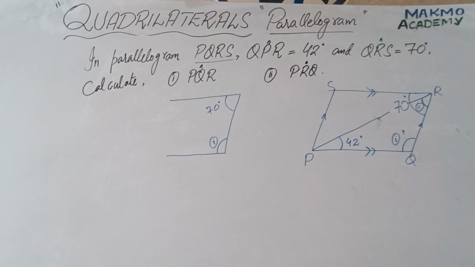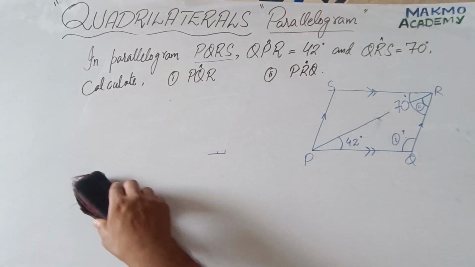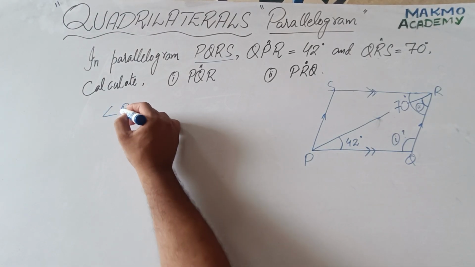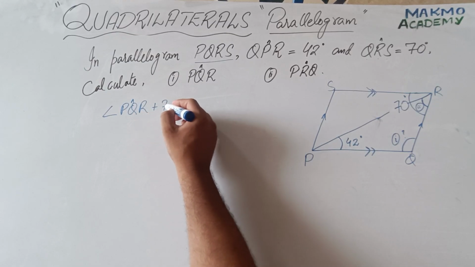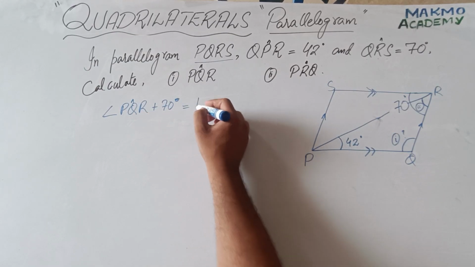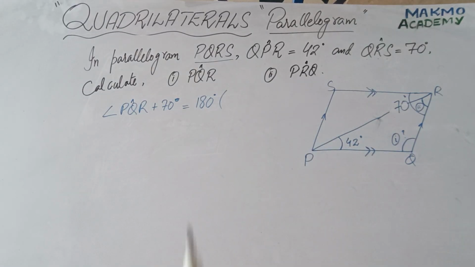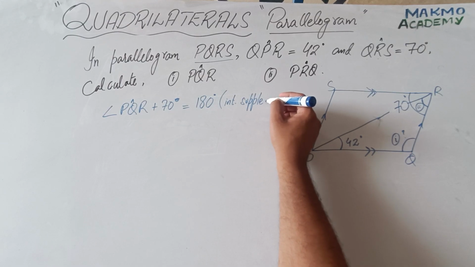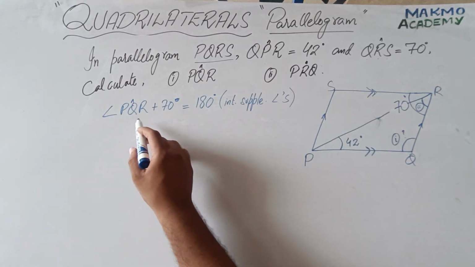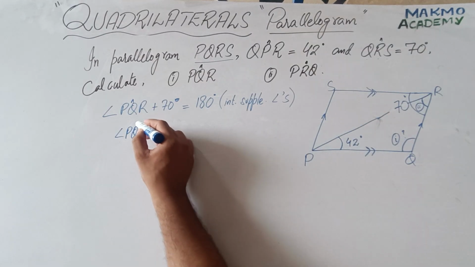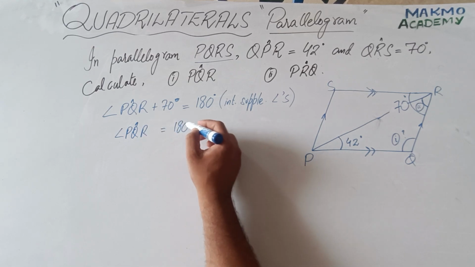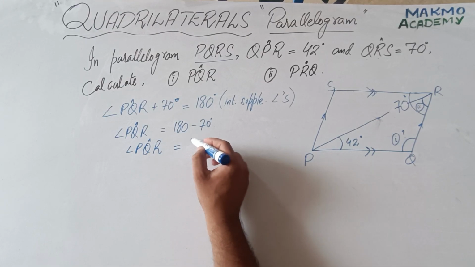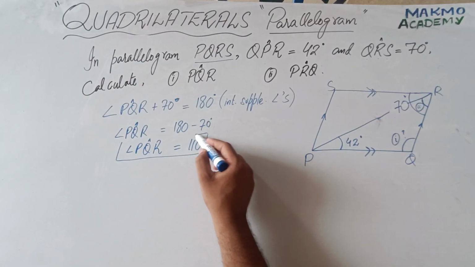So let's mark the demarcation of parallel lines. We will start with this property: angle PQR plus 70 degrees is equal to 180 degrees. And now we will write down the reason: interior supplementary angles. So now let's subtract. Angle PQR is equal to 180 minus 70 degrees. So angle PQR is equal to 110 degrees. This is how we can find angle PQR.